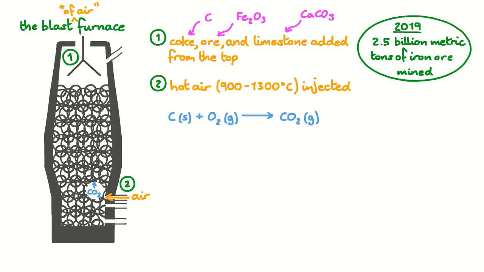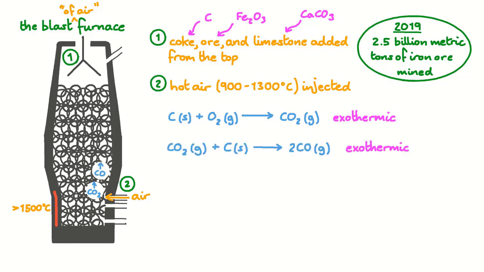Oxygen from the air quickly reacts with the solid carbon in the coke, producing carbon dioxide gas, which rises up the furnace. This and other exothermic reactions raise the temperature at the bottom of the furnace to between 1500 and 2000 degrees Celsius. As carbon dioxide rises and mixes with more carbon, it reacts to produce carbon monoxide. This is also an exothermic reaction.